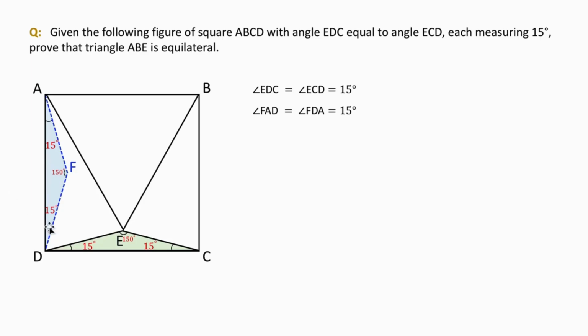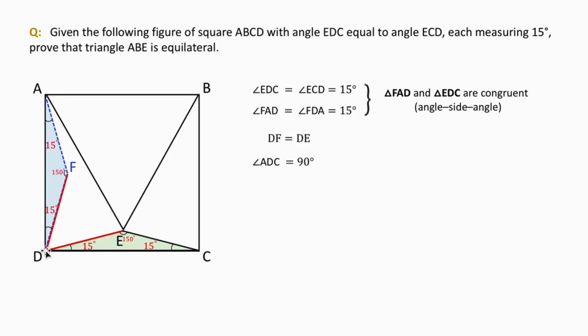This makes triangles FAD and EDC congruent by angle-side-angle. Since DF and DE have the same size and also the total angle at point D is 90 degrees, the angle between DF and DE is 60 degrees. If we connect the points E and F by this line, a triangle is formed which has all sides equal. So in the triangle EFD, all sides are equal and the angle between each two sides is 60 degrees. That means the triangle is equilateral.